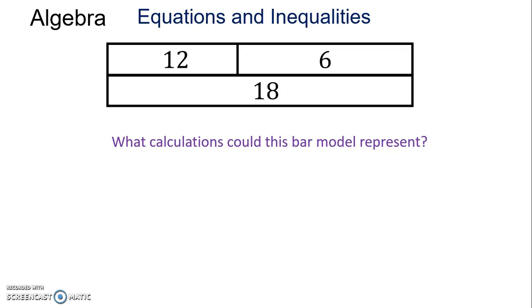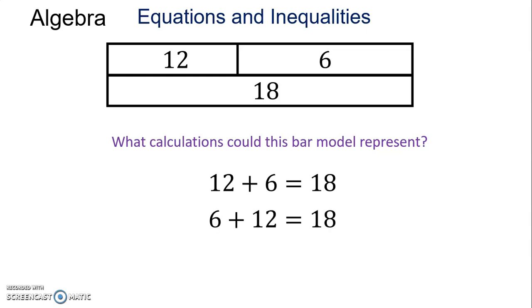Okay, so starting with the additions, we could have had 12 add 6 equals 18. Then using the commutative law, 6 add 12 equals 18. And then the subtractions, 18 subtract 6 equals 12, and 18 subtract 12 equals 6.